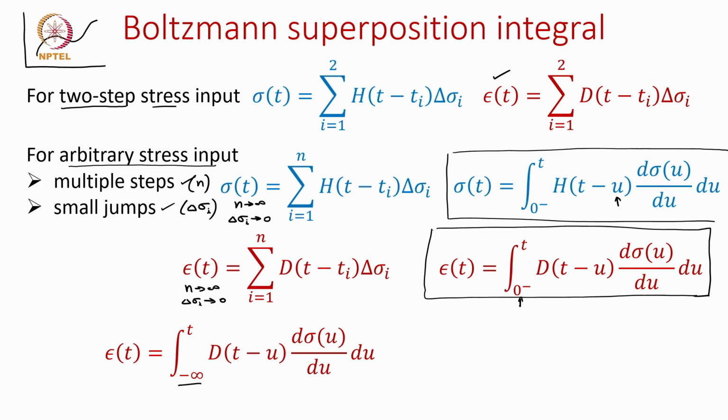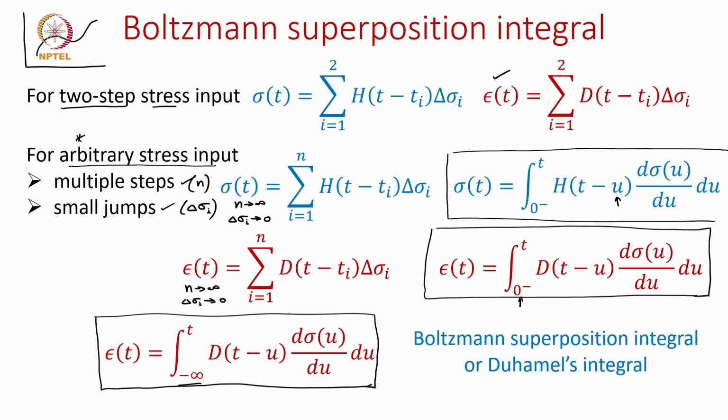But let us say there is a stress history and we want to take care of it; it is better to write this integral in terms of minus infinity. Then we take care of all the stress history in this integral equation. So, these are the two different ways to write the strain response for any arbitrary stress input. Since both of them are in integral form, we can call them the Boltzmann superposition integral, or another name for that is Duhamel's integral.